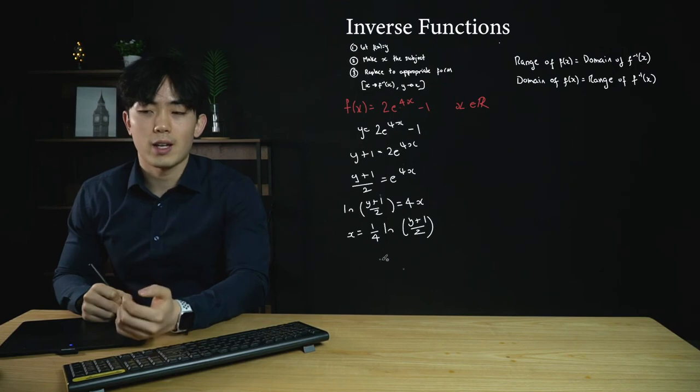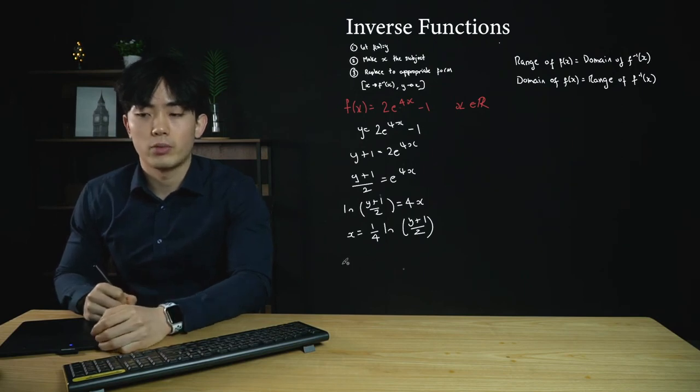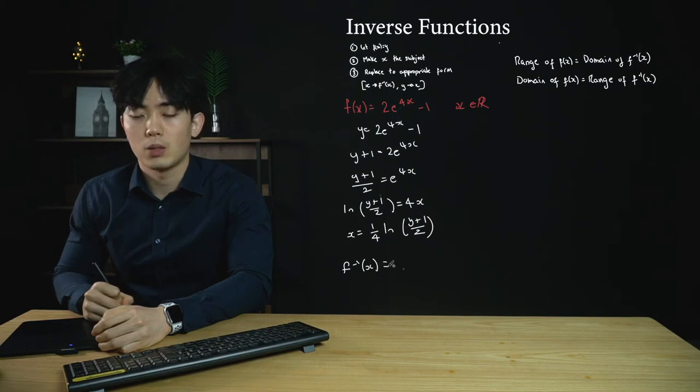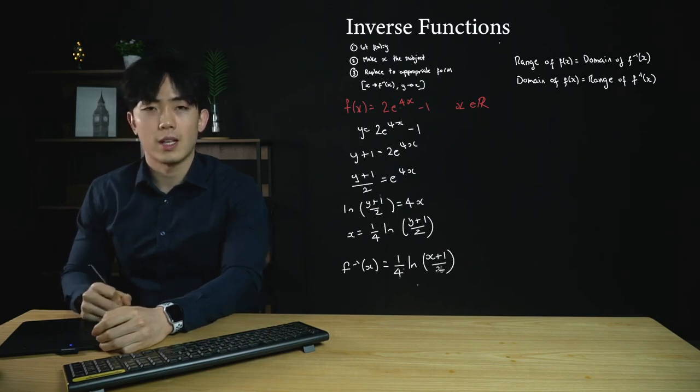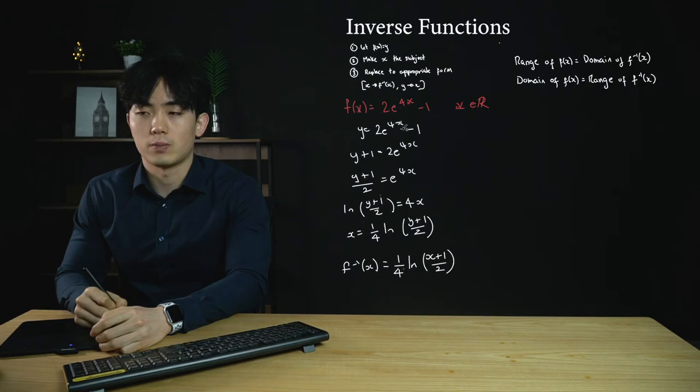So we've rearranged for x. Final step, just replace with the appropriate form. So we have the inverse function, f to the minus 1 of x, will be equal to 1 over 4 ln, and then we'll have (x plus 1) over 2. Okay, so this is the inverse function of the original function.